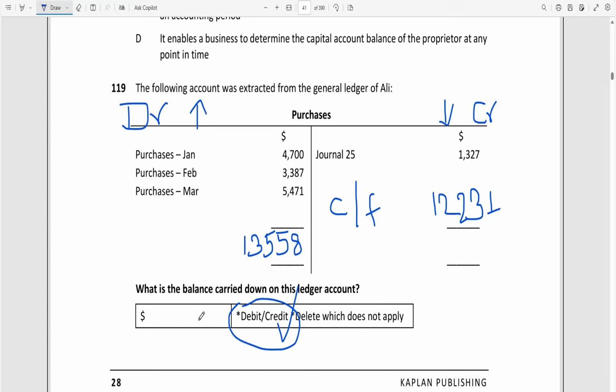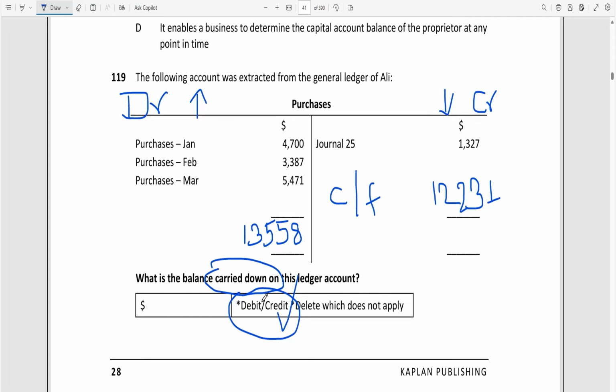Now the question is asking for the carry down balance. For the carry down balance, just choose the debit or credit side where the balance has been recorded. In our case, the balance is recorded on the credit side, that's why we will choose credit. But if the question asks for the opening balance, then in that case you have to choose the opposite one.